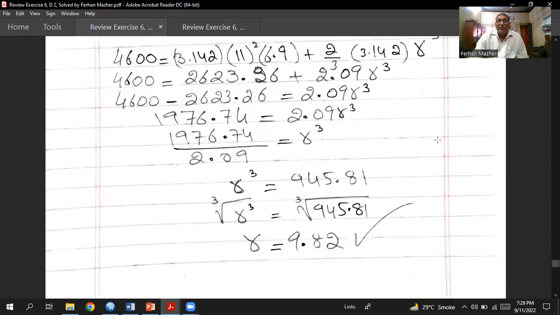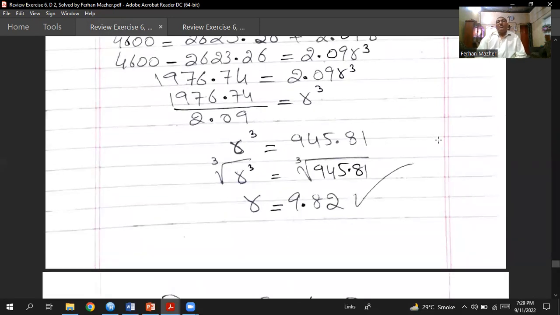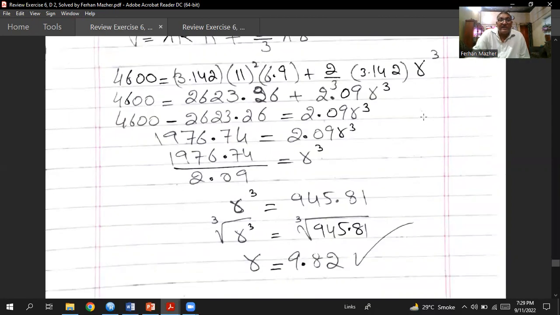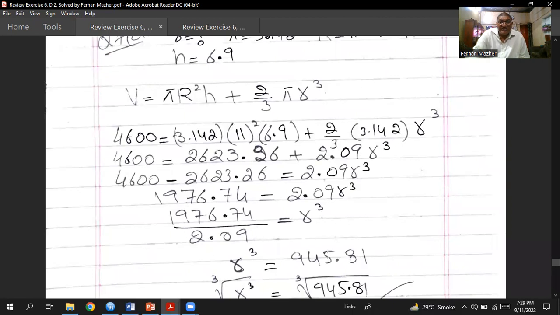So I will take the cube root on both the sides, so you are left with the r on the left side. On the other side, you have the cube root of 945.81 in your calculator, and that will be 9.82. We are using a calculator for this calculation.